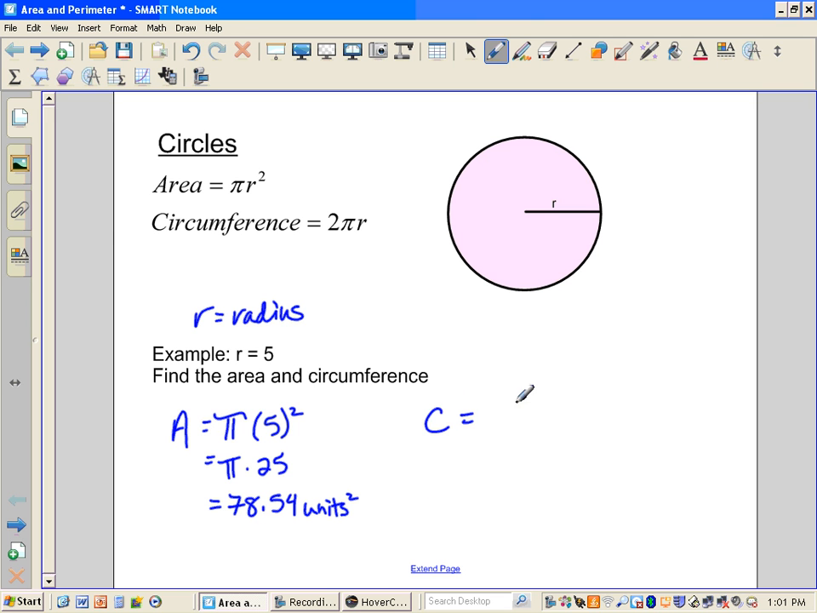The circumference is 2 times pi times the radius, in this case 5. 2 times 5 is 10 times pi. Again, when you put this in your calculator, use the pi symbol, which is second and then the button underneath the clear button, so that it's more accurate. This should be 31.42 units. Not squared, because this is just the distance around the outside, not the area inside. Hopefully you've seen these before, just make sure you're careful.